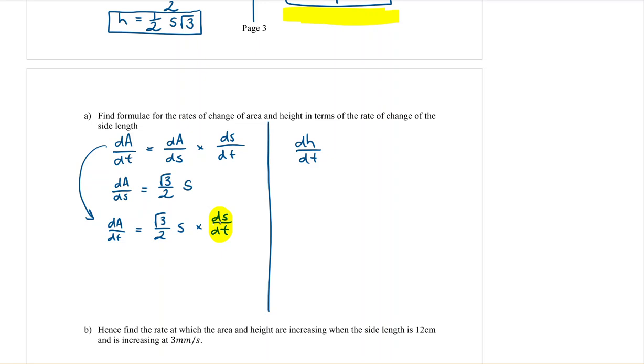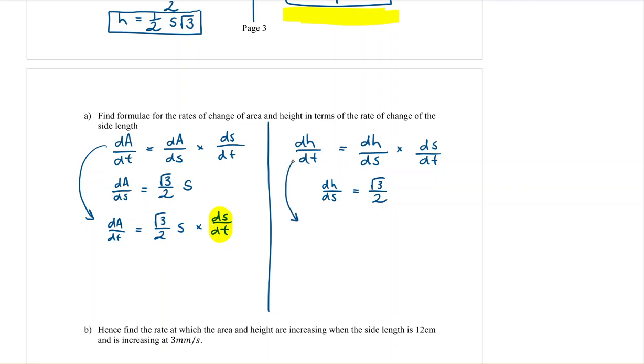Okay, so now let's find a similar equation for our dH over dt. What is our chain rule going to be? We know there's going to be a dH there. Yeah, and there's going to be a dt there. So in the H equation, it's also S as our other variable, so dS is in there. So using our H formula, we want to differentiate the S. It's just an S to the power of 1. So it's just going to be the root 3 over 2, correct. So dH over dS equals the half times the root 3, or root 3 over 2.